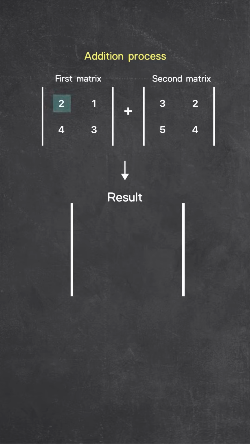Here in the first row, first column, we add it to the first row, first column. Same thing, the element in the second column and first row, we add it or subtract it depending on the mathematical operation with the same element in the same position in the second matrix.